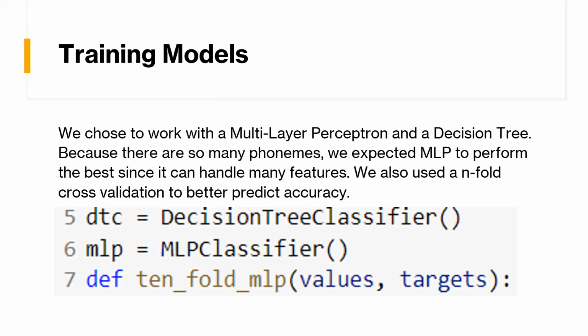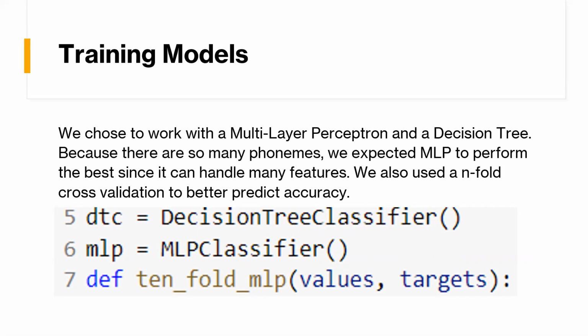So we chose multi-layer perceptron to be the initial model that we tested on. The reason we chose that is because there are a lot of phonemes. There are 40 in English, and we didn't want to use a model that would take a long time with that many features, like K and N. And also we wanted multi-layer perceptron because we anticipated that there would be distinct differences between each of the languages that the multi-layer perceptron would be able to find.